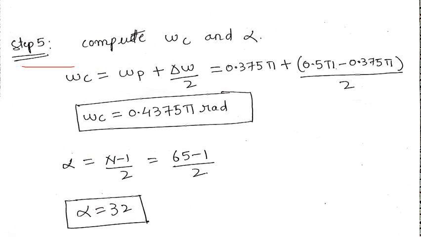Step 5: we compute the values of omega c and alpha. Omega c equals omega p plus delta omega by 2. After simplifying, we get the value of omega c as 0.4375 pi radians, and alpha equals N minus 1 divided by 2. We have computed the value of N in the previous step as 65. 65 minus 1 divided by 2 becomes 32. Therefore, the value of alpha is 32.